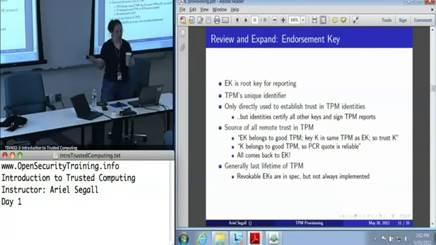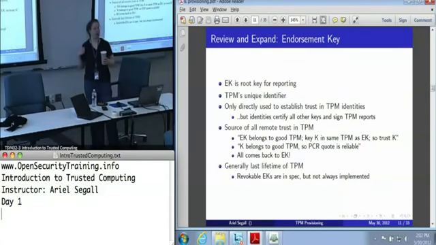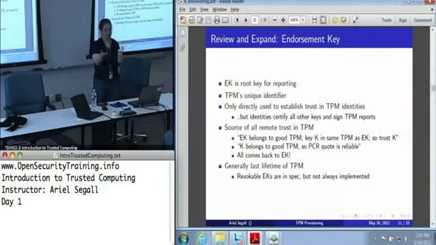So we use the endorsement key to establish trust in the TPM's identities, which are the practical things we use for certification, for signing TPM reports, for establishing trust in all the other keys. So any time that we say we trust a TPM, it does in fact come down to trust in the endorsement key. The endorsement key belongs to a good TPM.